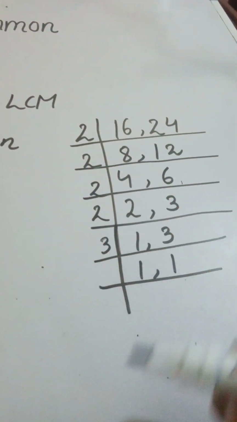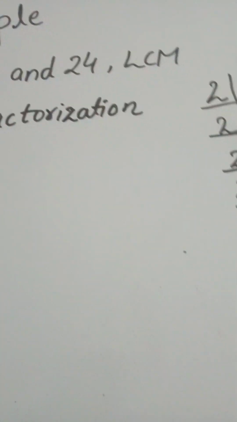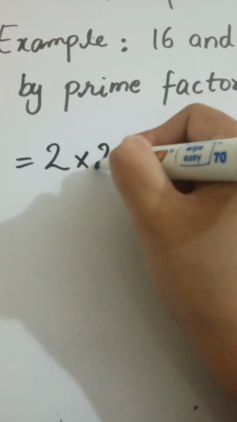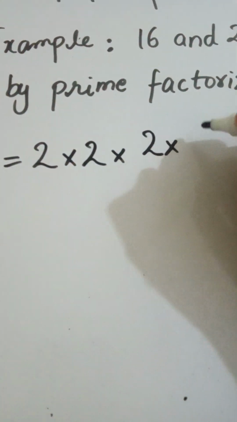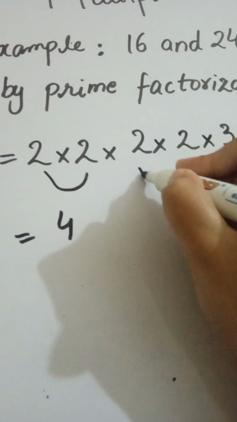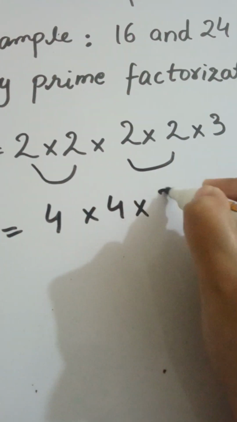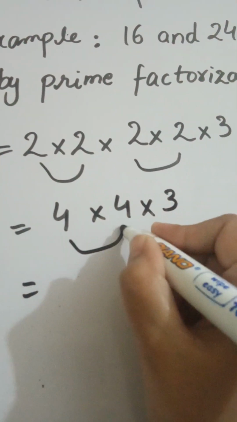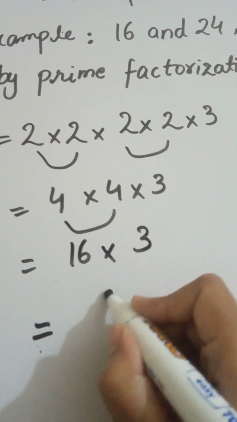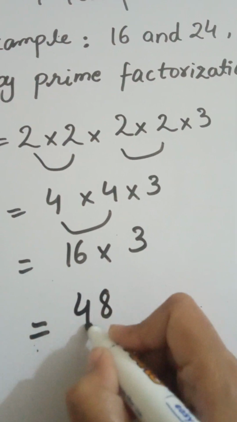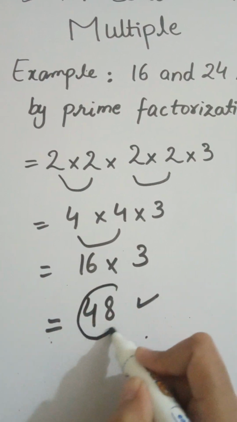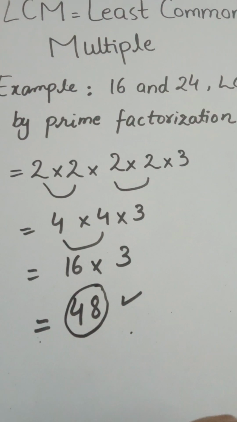Now we have to multiply these numbers, so we will get the LCM of 16 and 24 by prime factorization method. 2, 2, 2, 2. How many times do I have 2? 4 times. Then 3. How will I multiply them? 2 times 2 is 4. 2 times 2 is 4. 3 comes down. Now 4 times 4 is 16. Now 3. So now I'll multiply them. 3 times 6 is 18. 8 comes here, 1 carry. 3 times 1 is 3, 1 plus 3 is 4. So the LCM of 16 and 24 is 48. It's the least common multiple of 16 and 24.